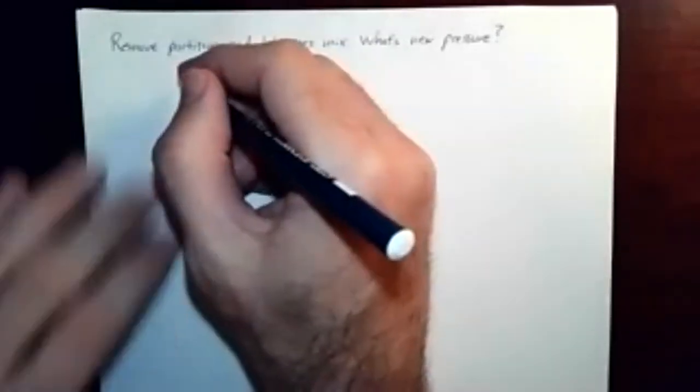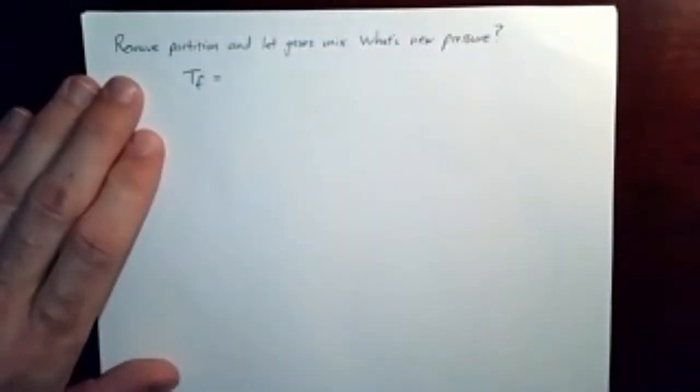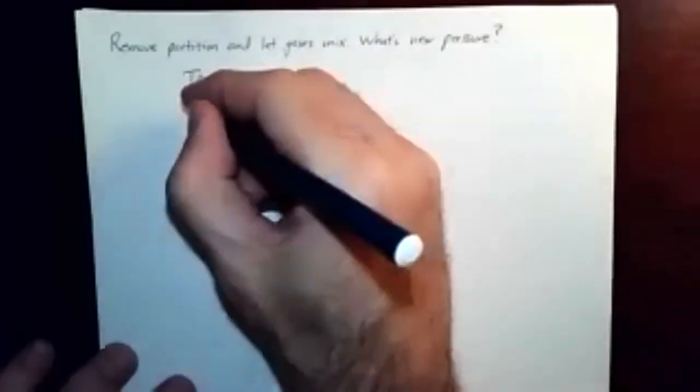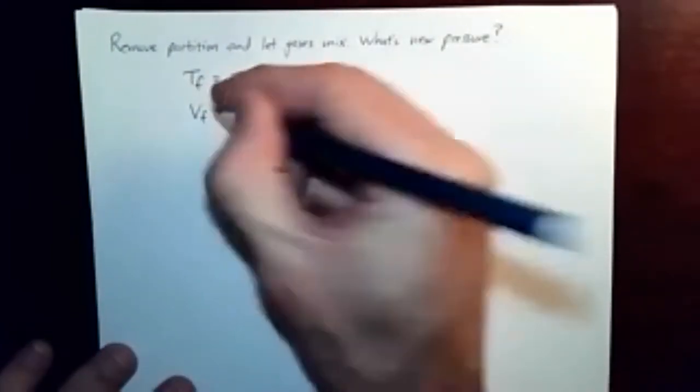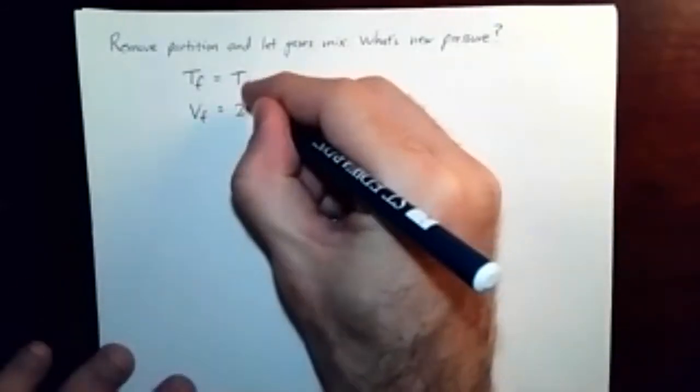First of all, the new temperature, Tf, is going to equal, well, they both had the same temperature to begin with. The temperature was already uniform, so the final temperature is not going to be any different. So if they were both at 25 degrees C, then the final temperature is still 25 degrees C. The final volume compared to the initial volume, well, each gas originally occupied half of the box, and now they each occupy the entire box. So both gases have doubled their volume from their initial volume.